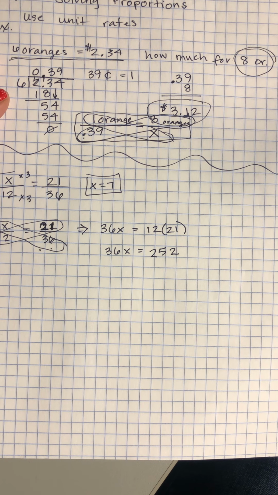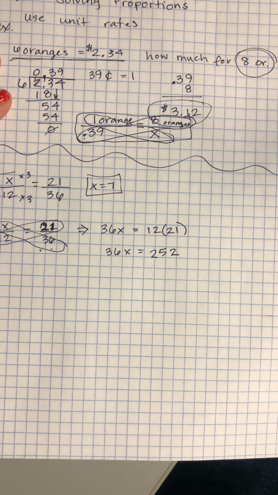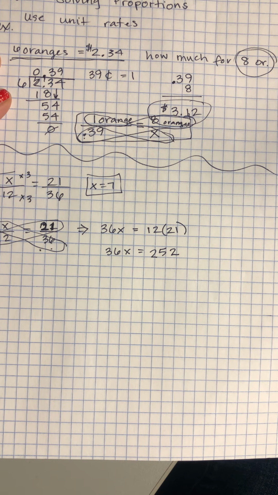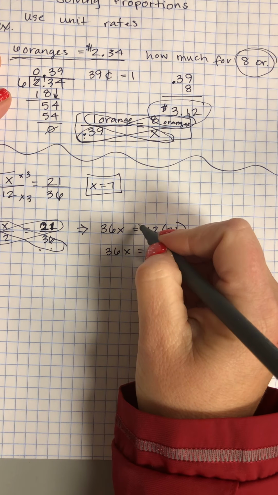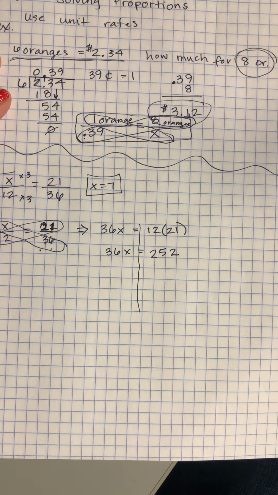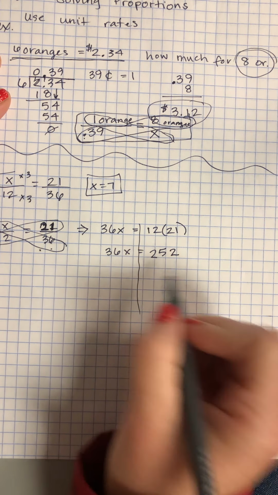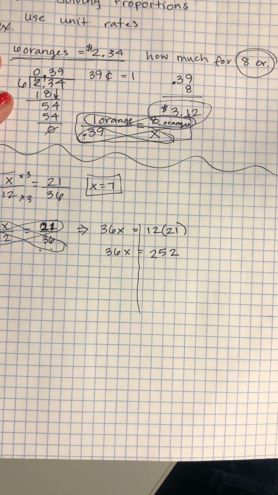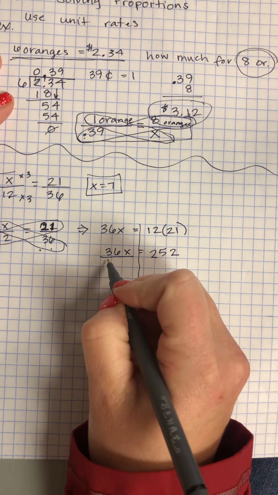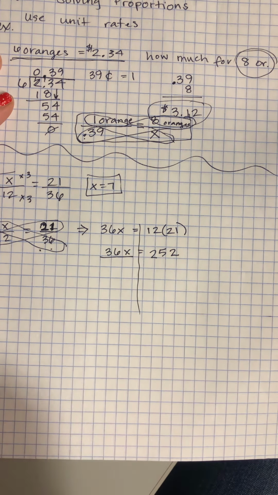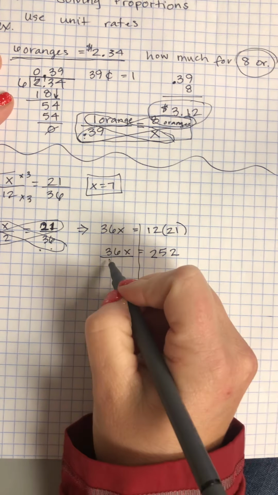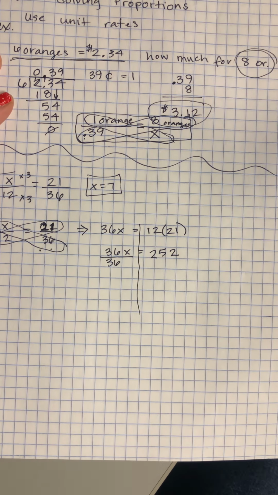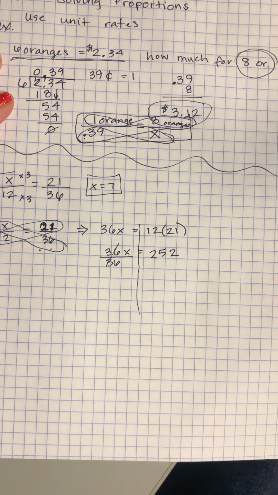And then what would we do from here? This should look familiar. What are we going to do? Dom? You divide by 36 to get x alone, and you have to do it to the 252 side. Exactly. So now we have an equation that we've been working on all year.